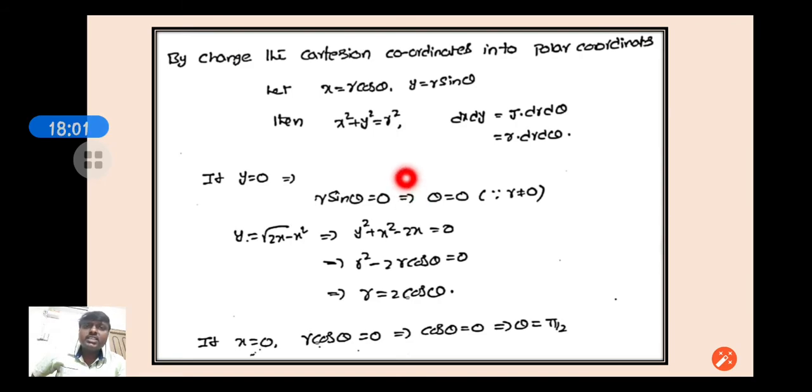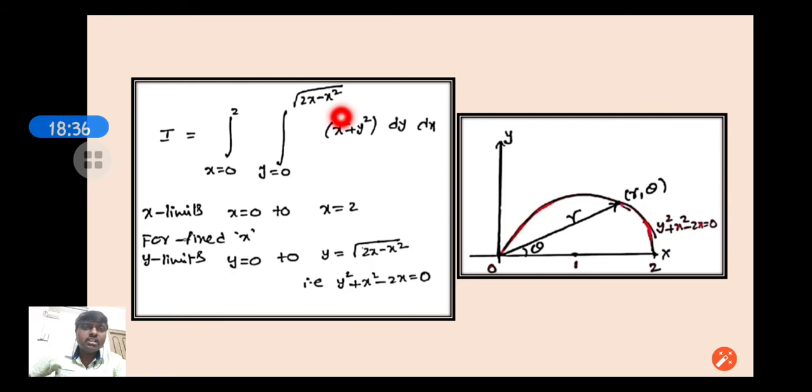Now we are changing the Cartesian coordinates to polar coordinates. I write the transformation x equal to r cos theta, y equal to r sin theta. Then we know that x square plus y square is equal to r square, and dx dy can be written as the Jacobian times dr d theta. The Jacobian is nothing but r, so that is equal to r dr d theta. Now we can write the limits. I am changing the integrand here: x square plus y square is nothing but r square.